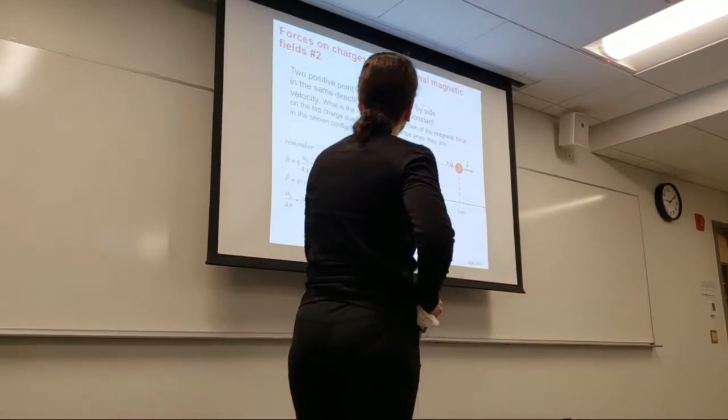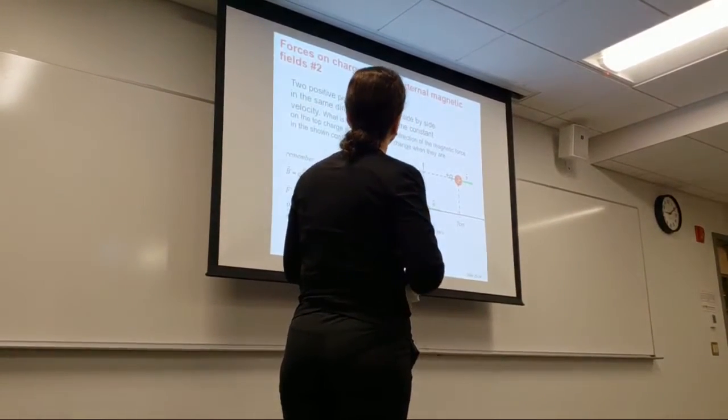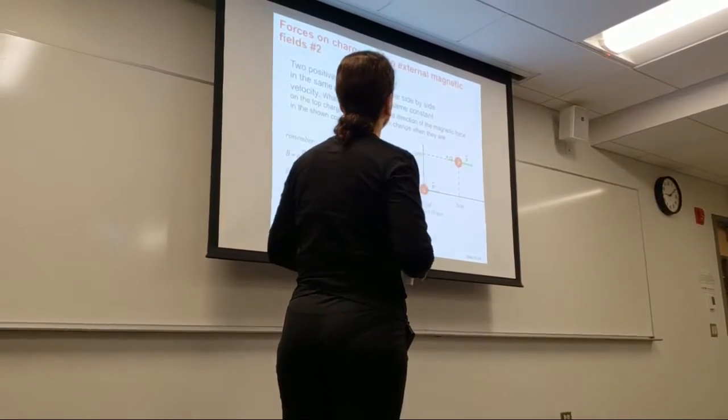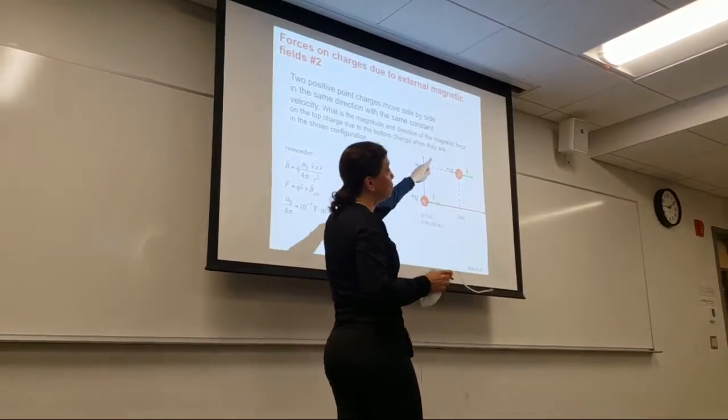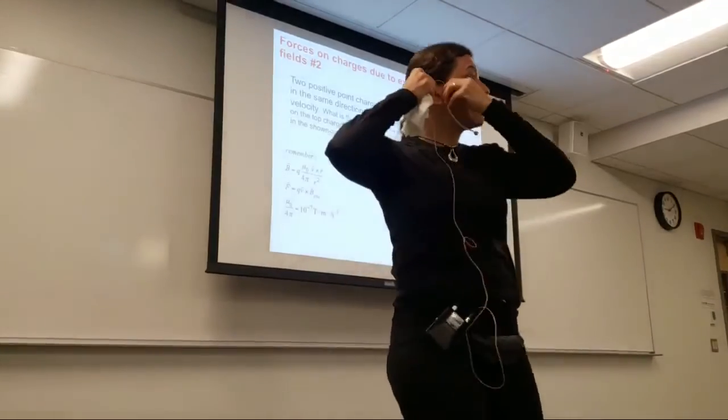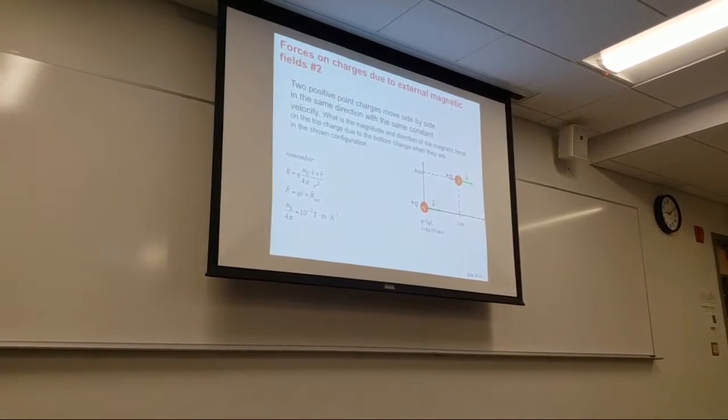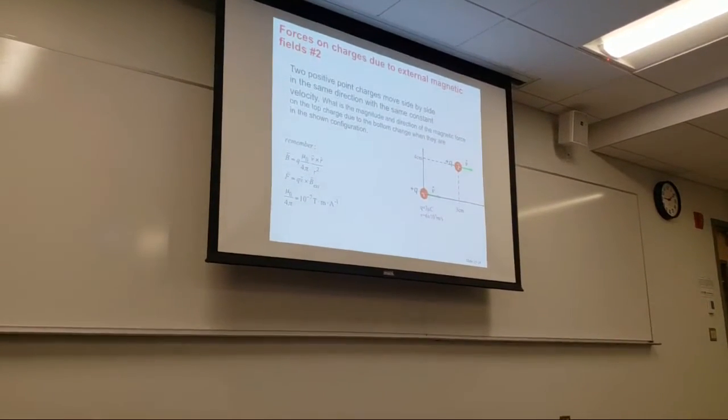The question is, what is the magnitude and direction of the magnetic force on the top charge due to the bottom charge when they are shown in this configuration? The magnetic force, okay, not the electromagnetic force, the magnetic force. All right, so go. Give it a shot. Step 1. Calculate the magnetic field generated by the bottom charge. What would be the magnetic field created by this charge at this point where you have the other charge?